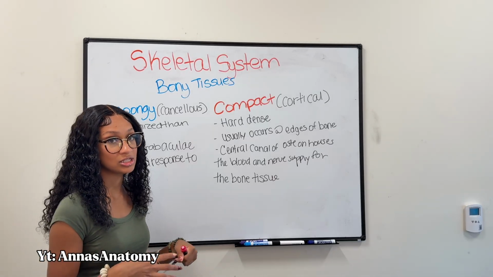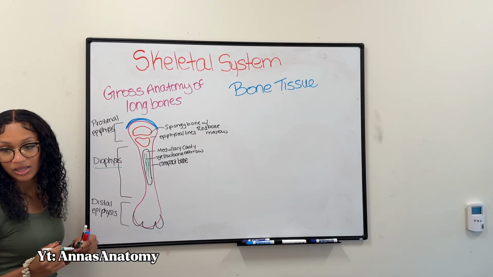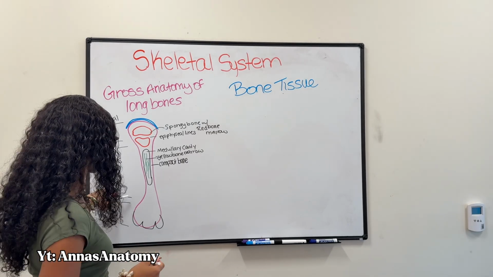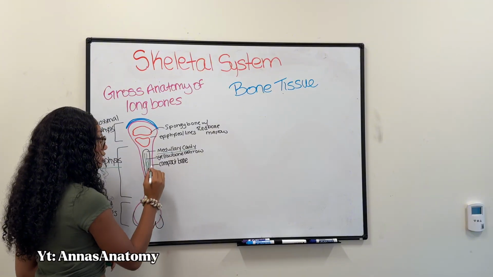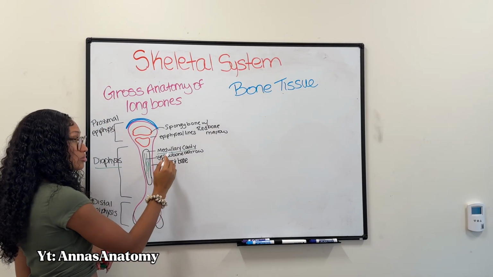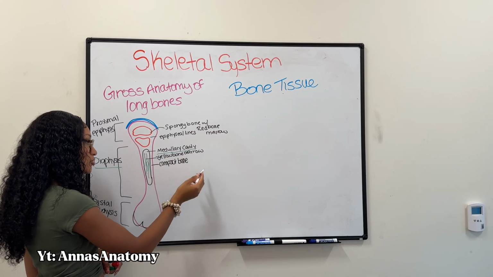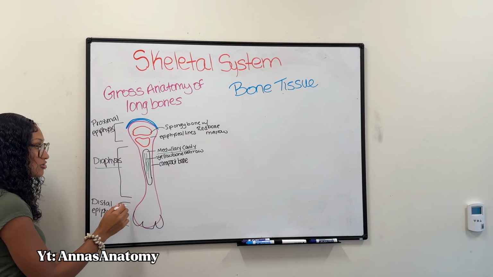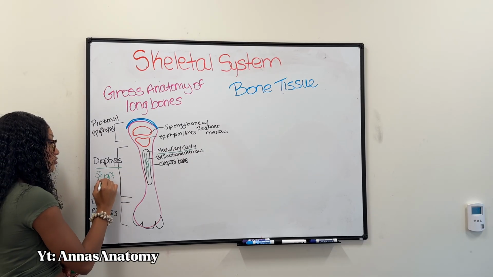Now we are going to look deeper into what bone tissue is and how it looks. We have diaphysis. This is the long central part of the bone. It contains the medullary cavity, which has yellow bone marrow, and is mostly made of compact bone in the diaphysis area. So remember, this is the shaft of bone.